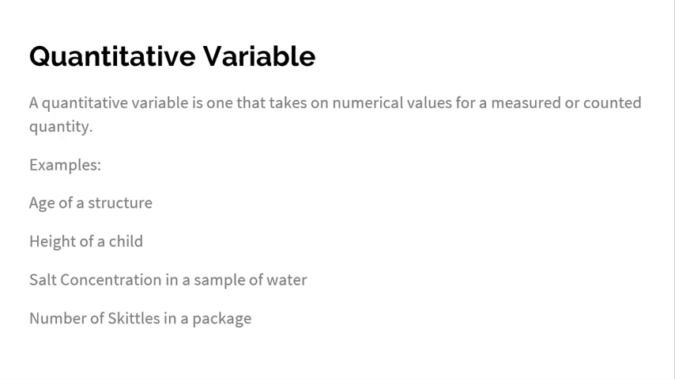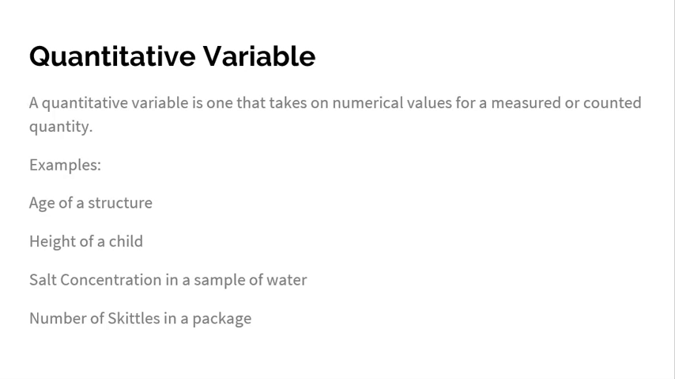Salt concentration, a sample of water. So maybe I have a sample of water and I measure that there is 15 parts per million of salt in that water. Or, who knows what the unit could be, but it's going to be something that I have to measure, right? If I want to figure out how much salt is in water, I got to measure it somehow. The answer is going to be a number. It's going to have a unit on it. That's going to be a quantitative variable.